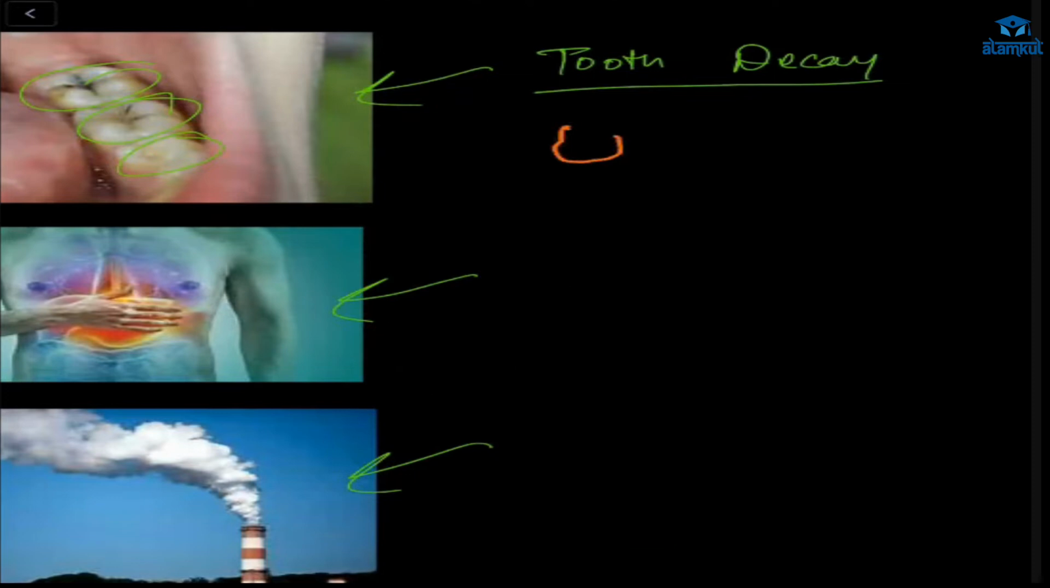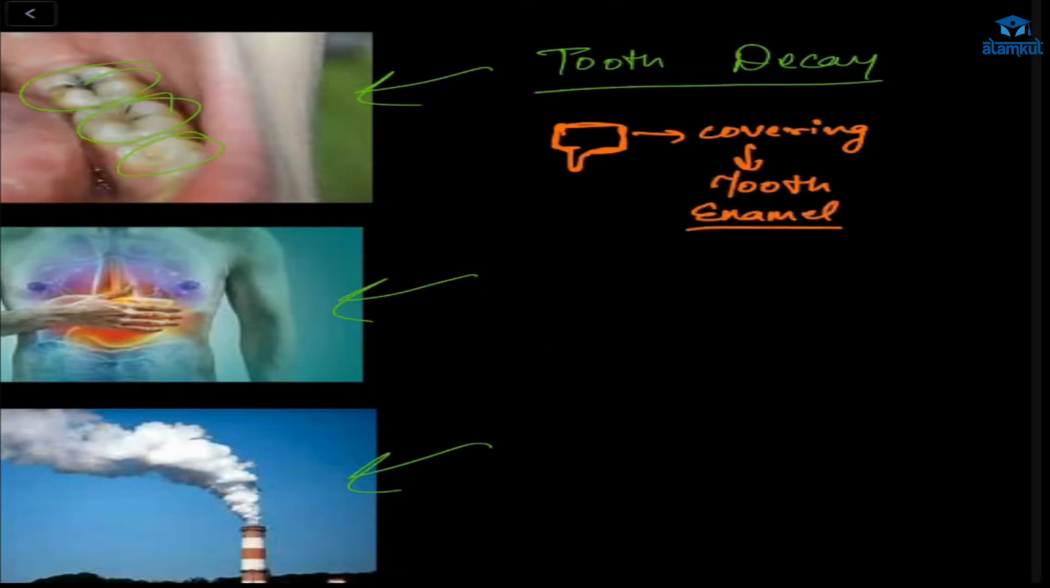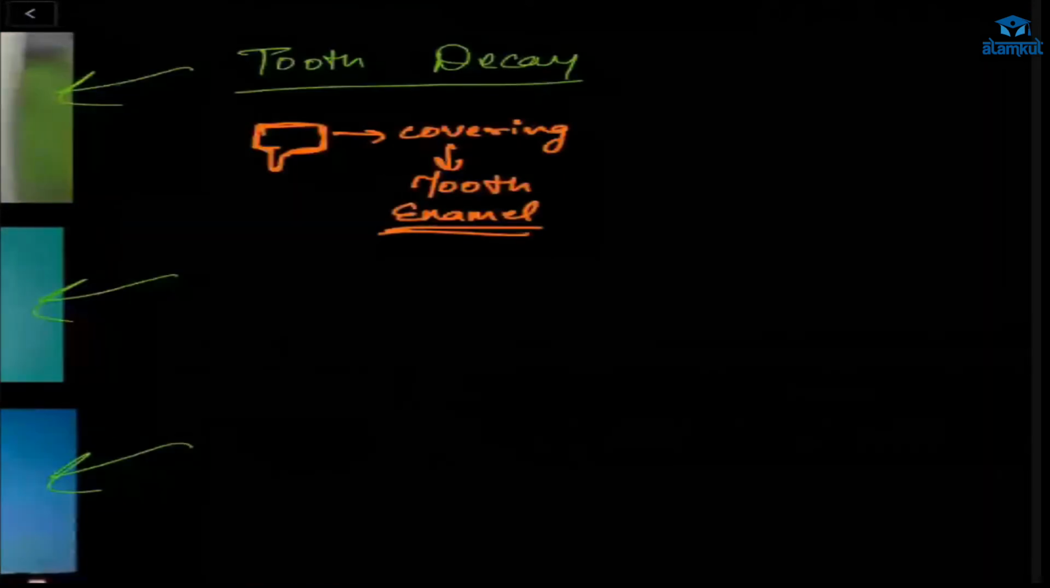Let's say this is my tooth. And there is one covering on our teeth. What is the covering of the teeth called? It's called tooth enamel. So there is a covering on our teeth.